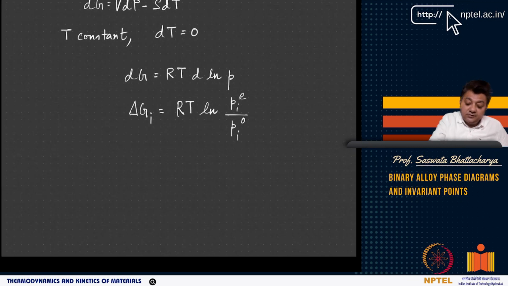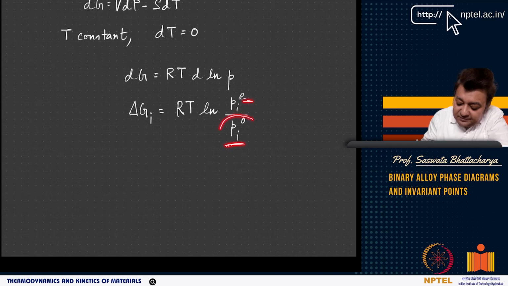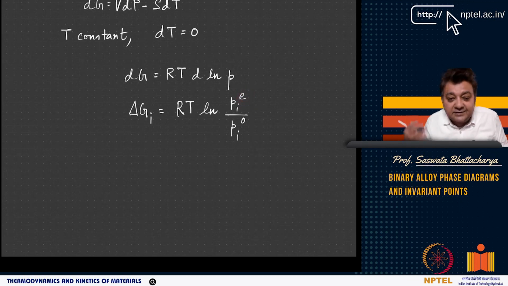Now if that is so, you know dG equals VdP minus SdT, and you are telling T is constant, so dT equal to 0, right? Then dG equals RT dlnP, and delta GI. So basically, if I integrate for each component, delta GI equals RT ln PI equilibrium by PI naught. PI naught is the vapor pressure of component I in the pure state, and this is the vapor pressure of component I when it is in the equilibrium state with other reacting components, right?